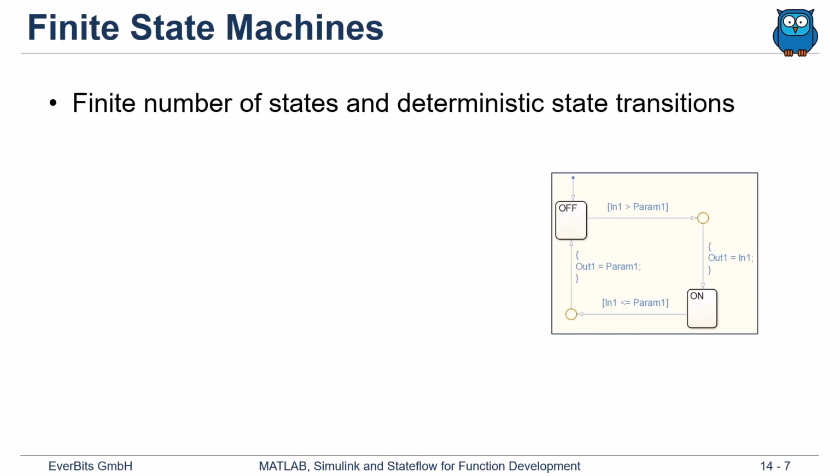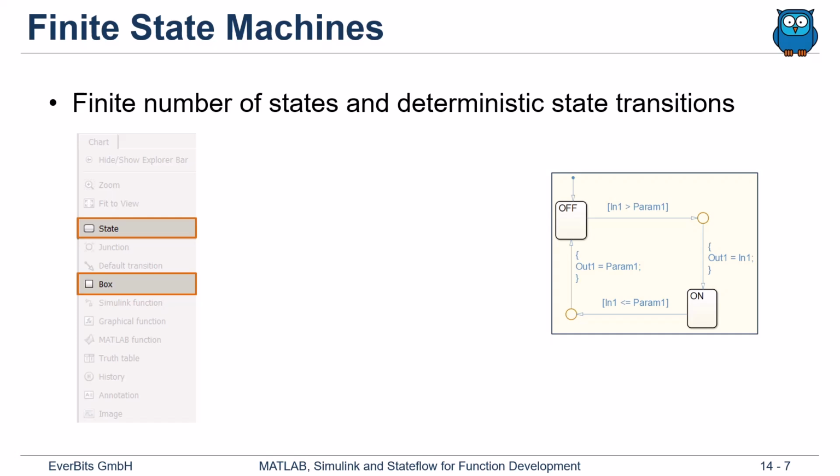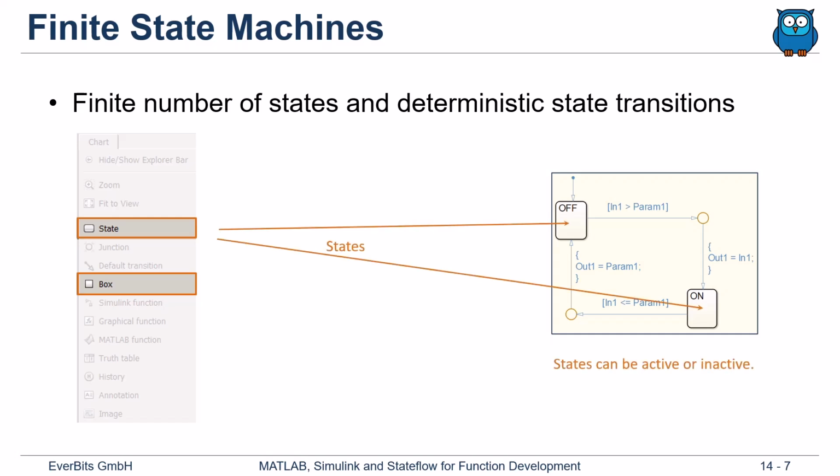Finite state machines have a finite number of states and deterministic state transitions from one state to another. We will use only two extra objects, which are the state and the box. Here are the states. They look different than the junctions. The states can hold the historical information. They can be active or inactive.